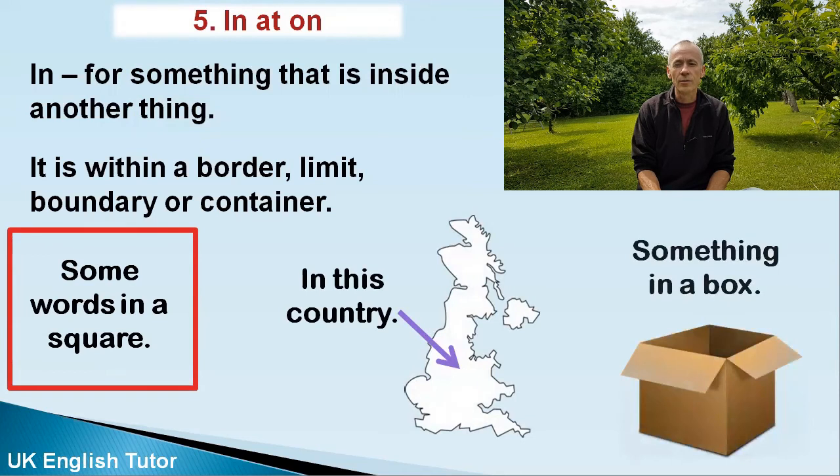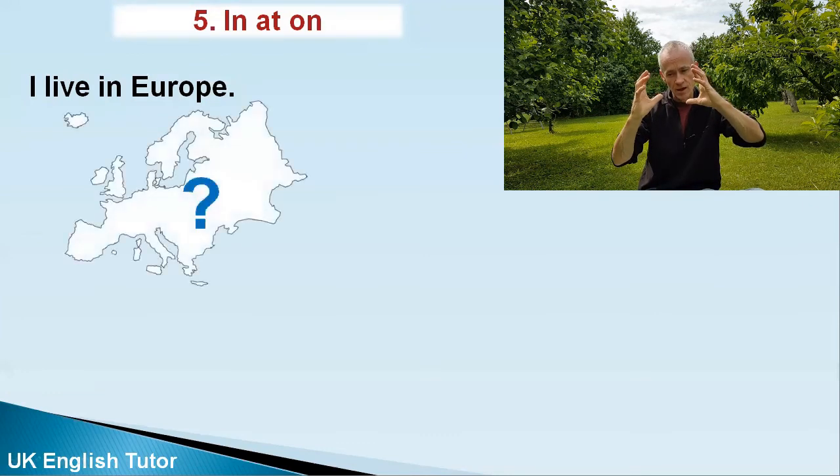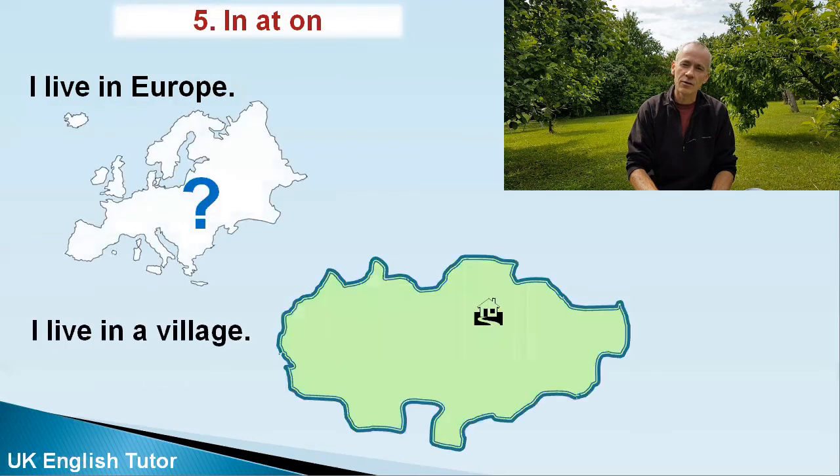Starting with something very big, the world. I could say this garden is the best garden in the world. It's in the world somewhere. Actually, to make it a smaller area, it's in Europe. I live in Europe. That's the shape of Europe there. And I don't live in a city or a town. I live in a village. So I'm within that village. That village is the border and I'm inside it somewhere.